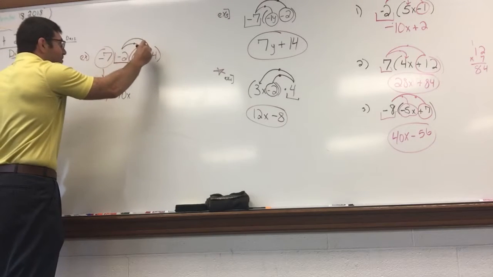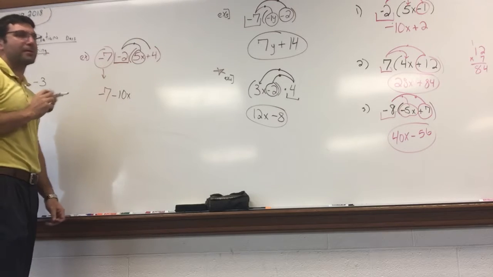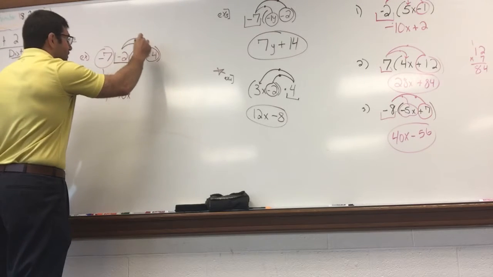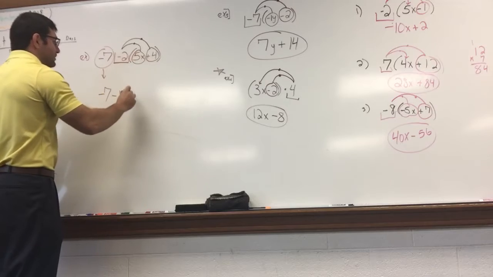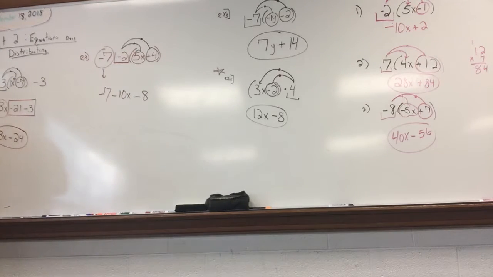Negative 2 times what? Simone, what am I multiplying that negative 2 times? Positive 4. Very good. Negative times a positive is negative. 2 times 4 is 8. And I am a rock star genius. I am done. I am not done, I've been told. Why am I not done here?